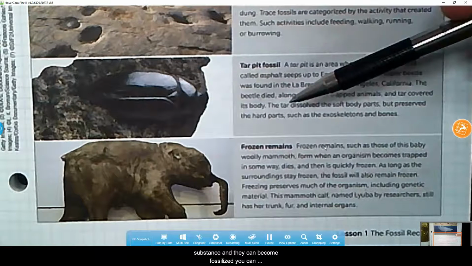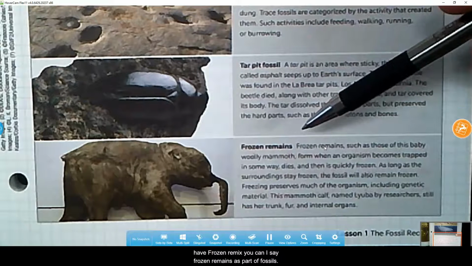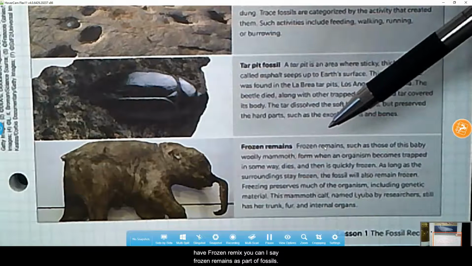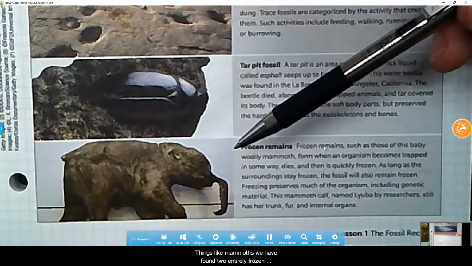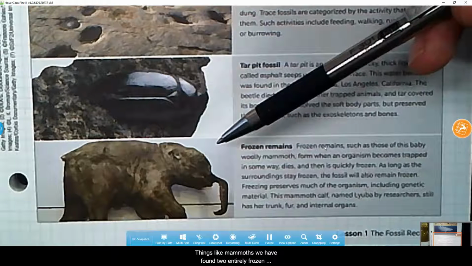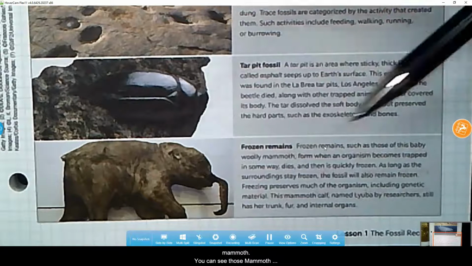And you can have frozen remains. You can actually have frozen remains as part of fossils. Some frozen remains are things like mammoths. We have found entirely frozen mammoths. You can see those mammoths there.